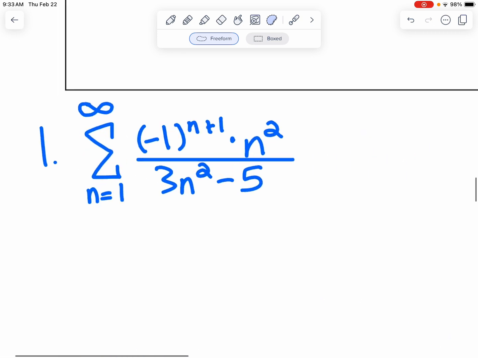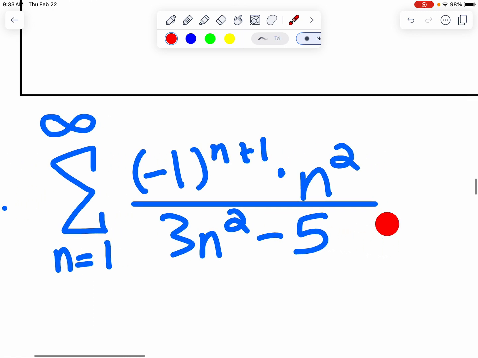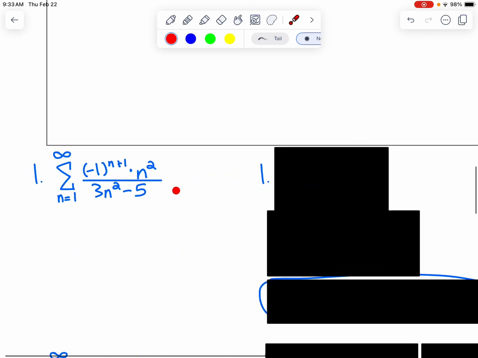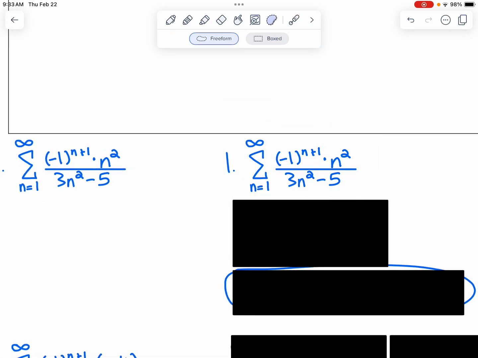So number 1, from 1 to infinity, we have negative 1 to the n plus 1 power times n squared over 3n squared minus 5. I can see from the negative 1 to the n plus 1 that this is going to be an alternating series. And so, is this going to converge or diverge? Let's see if we can figure it out. The first thing I did over here is I just rewrote the series. You don't have to do that.